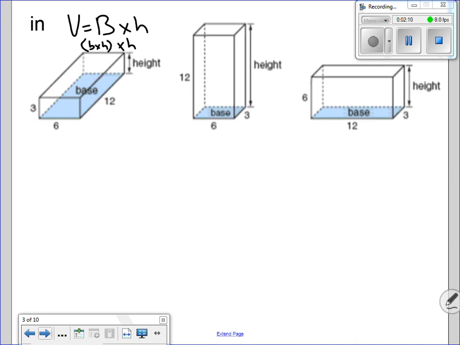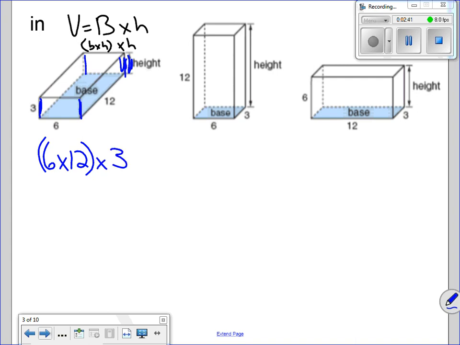So this first shape, for example, we're going to be going 6 times 12. That's our big B. That's the base, so the bottom of the shape. Most of the time the base is the bottom. If you can't see the bottom, more times than not, the top of the shape is going to be the same as the bottom, okay? How tall is it? Our height? Well, this is 3, this would be 3, this would be 3. So we're going to be multiplying this by 3.